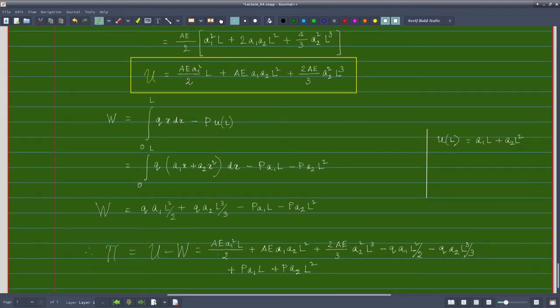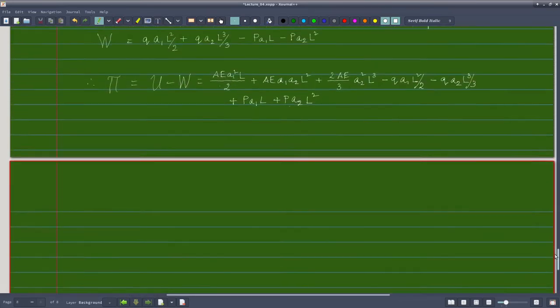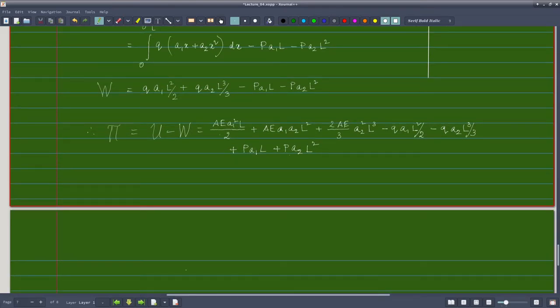All right. Now, from principle of minimum potential energy, what I know is that variation of this pi with respect to A1 or A2 will be 0, and therefore, the principle of MPE gives me that del pi del A1 is 0 and also my del pi del A2 is also 0.